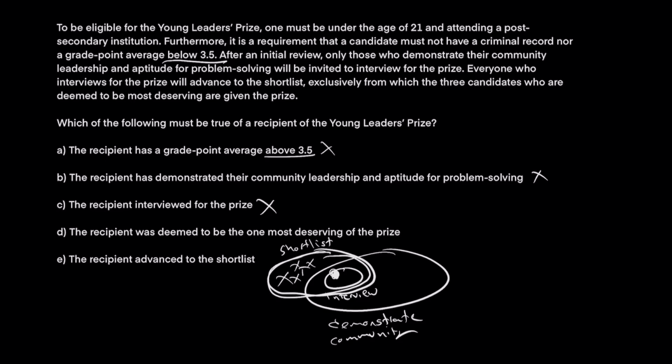D, the recipient was deemed to be the one most deserving of the prize. Well, there are a couple of issues here. The first one, the most obvious one, is the one, right? This is saying 3 candidates are going to win the prize. So you could have been the second or third most deserving person and still get the prize. You don't have to be the one most deserving.